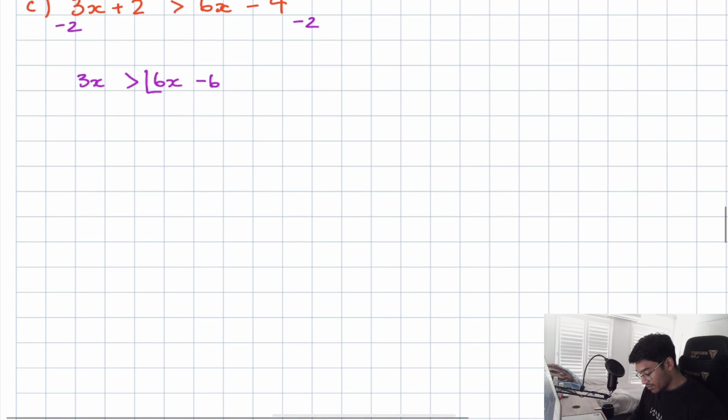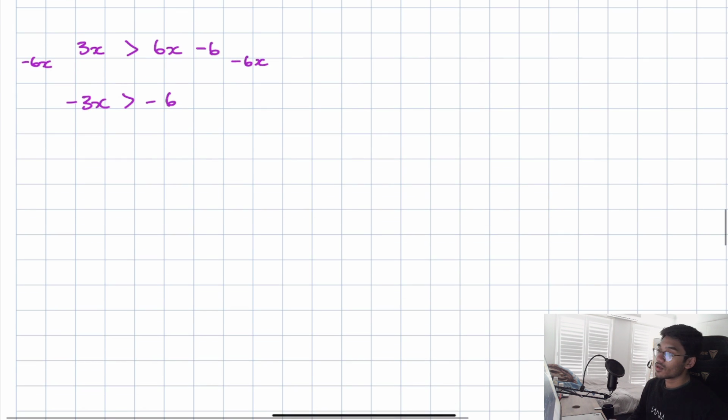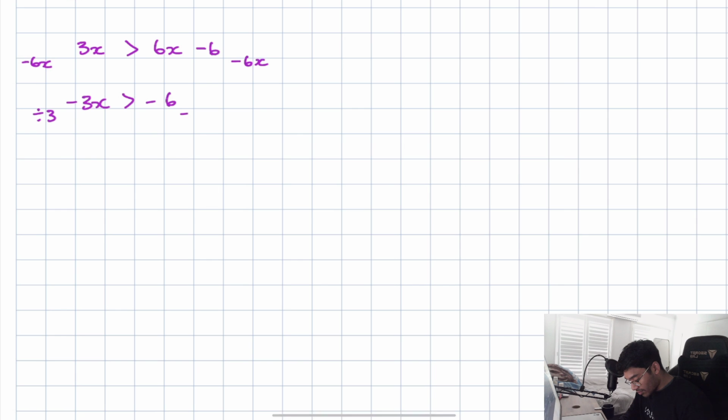So now I want to get rid of this positive 6x and bring it to this side. So to get rid of a positive 6x, what I do is minus 6x from both sides. 3 minus 6x, if you put that in your calculator, you get negative 3x is greater than, this gets rid of it, so we're left with negative 6. Now, we have a negative 3x, so we want to do the opposite. So we want to divide both by 3. So divide by 3, divide by 3.